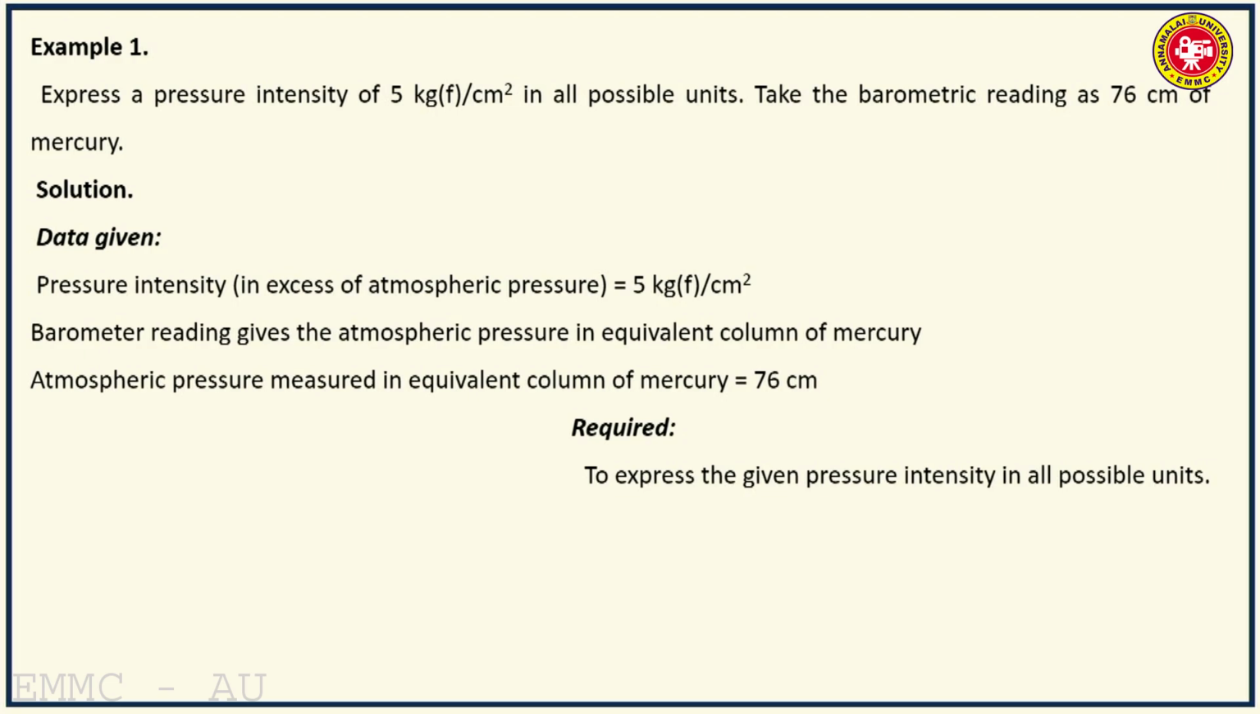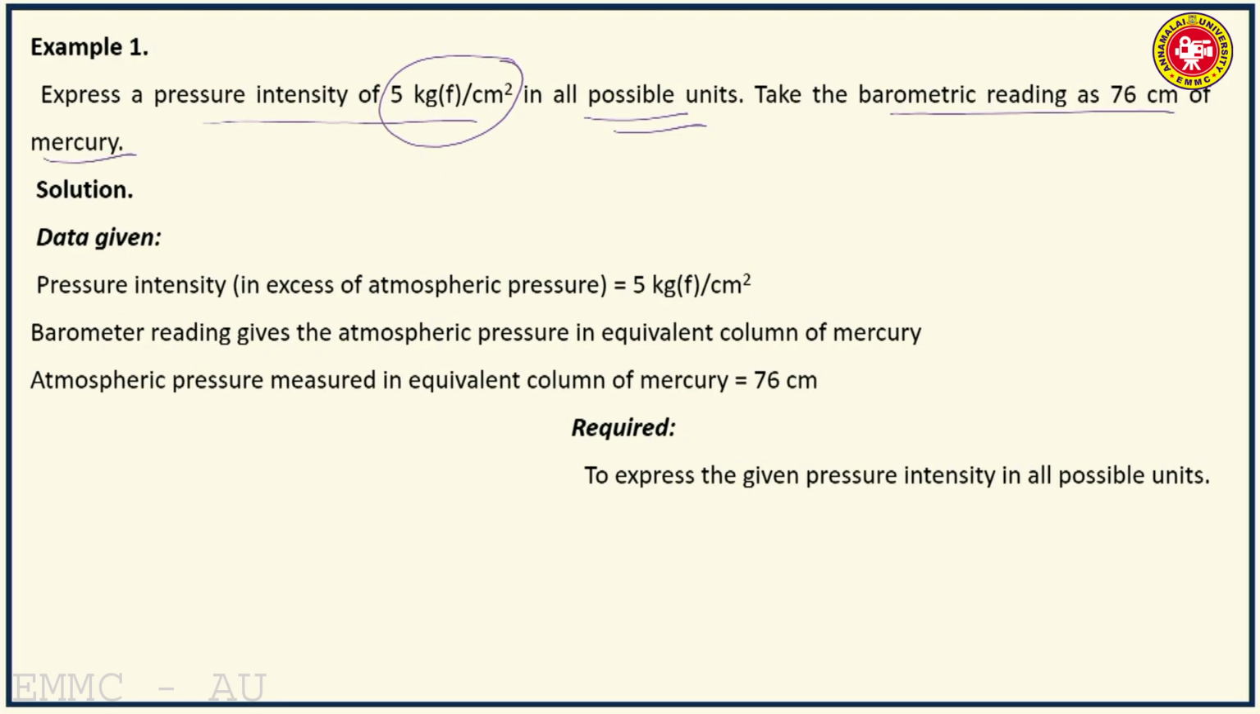Now, let us work out some basic examples to understand the underlying concept of pressure. Example 1: express a pressure intensity of 5 kgf per centimeter square in all possible units. Take the barometric reading as 76 centimeters of mercury.